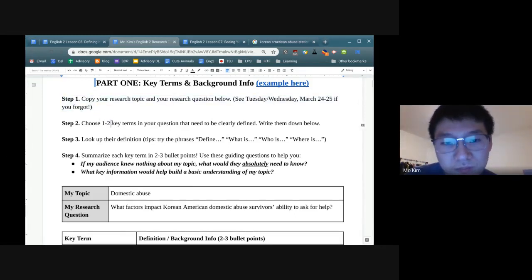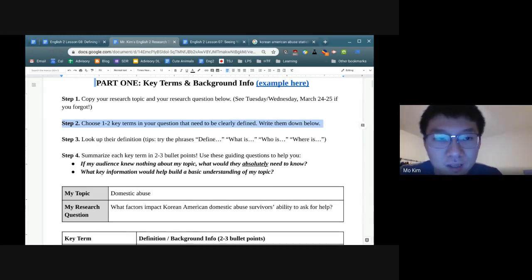Step two is when you choose key terms. You want to choose one or two key terms in your question that need a little bit more definition. What that means is if someone heard that word, they might not know exactly what it means. So you want to be really clear about what exactly you mean when you use that word.